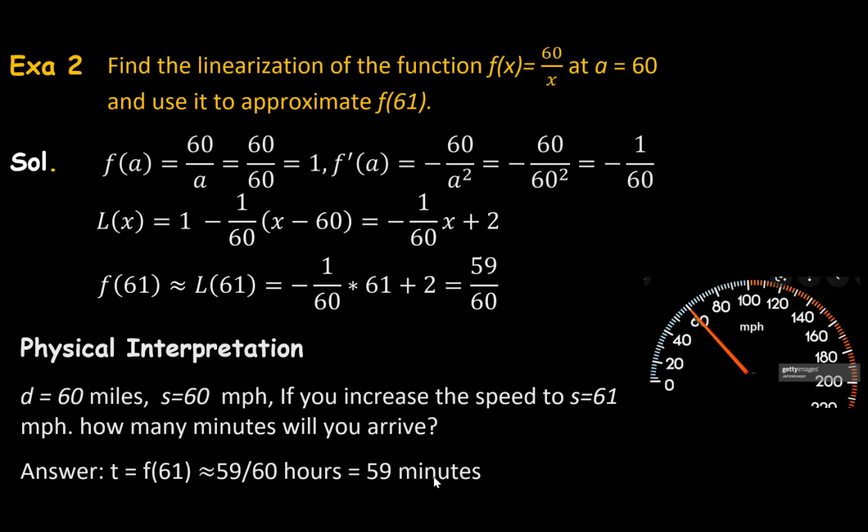So this basically means that if you increase the speed by 1 mile per hour, then your time will shrink by a minute. That kind of makes sense because you're driving at 1 mile per minute. This is when your speed is close to 60. When your speed is far away, suppose you drive like 90 miles per hour, you cannot use this approximation.